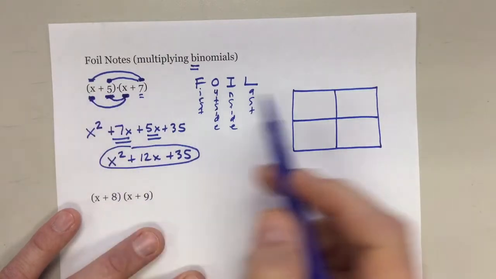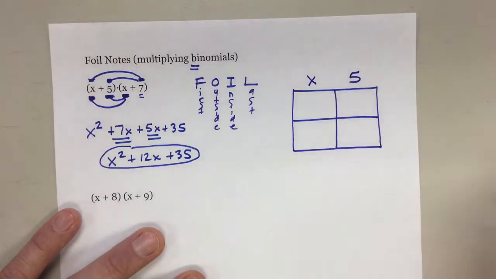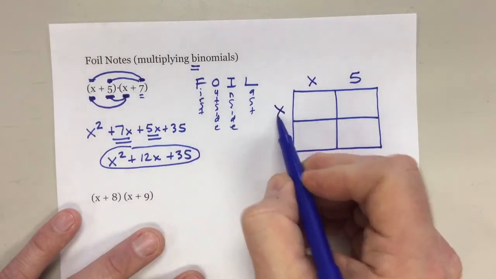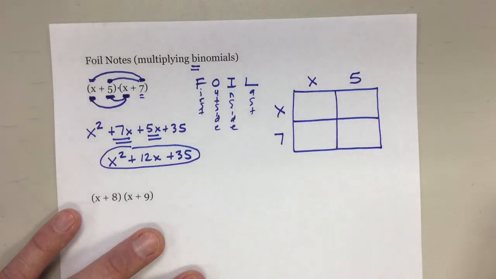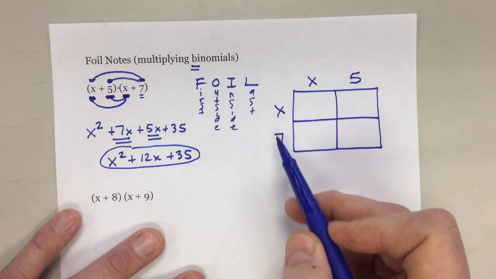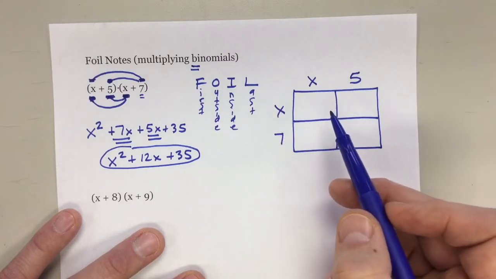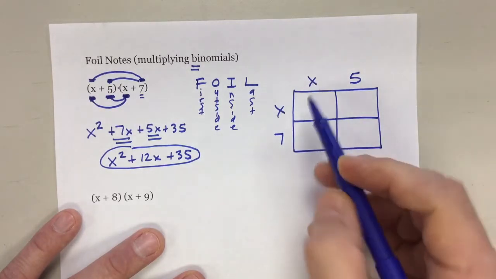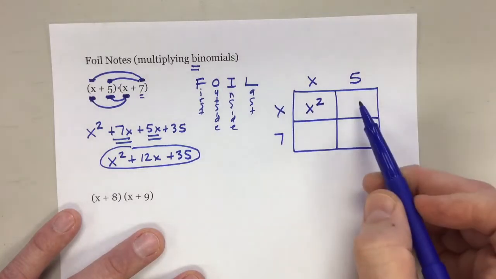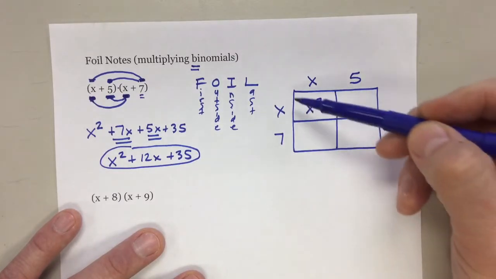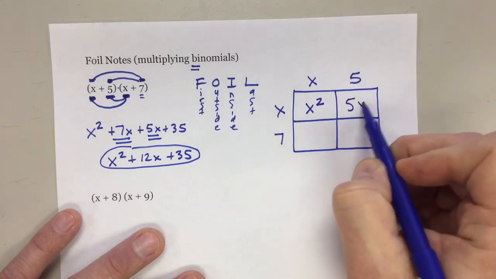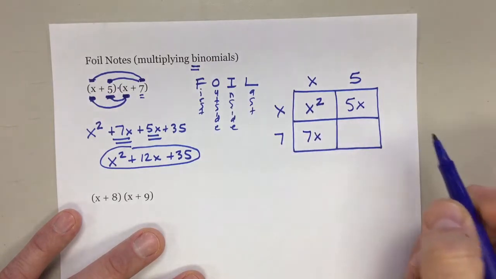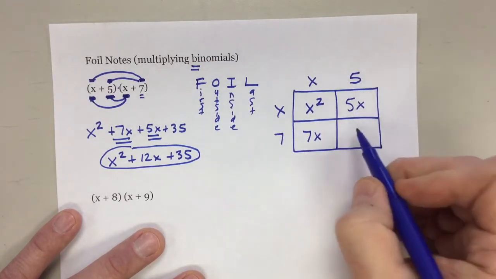I write the first term, x plus 5, on top of the 2 rectangles on this side, and I write the x plus 7 down the side. So this is the x plus 5 term, this is the x plus 7 term. And now I simply multiply and figure out what would be inside each box. So this box would be x times x, it's x squared. This box would be 5 times this x, so that's 5x. This box would be x times 7, which is 7x. And this last box would be 7 times 5 is 35.